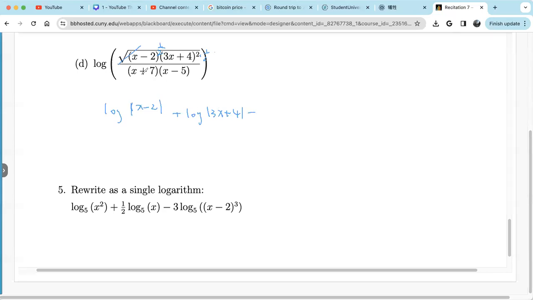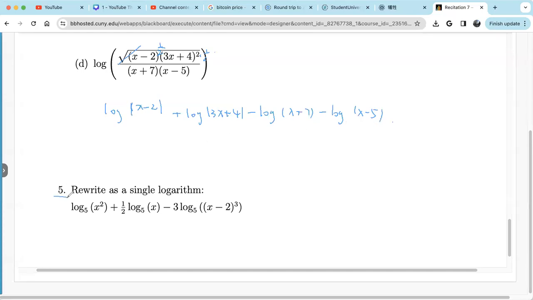Then in the denominator, we have 2 terms: minus log base 10 of x plus 7, minus log base 10 of x minus 5. Okay, so we end up with these 4 terms.